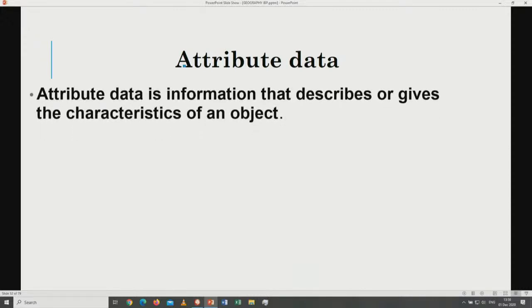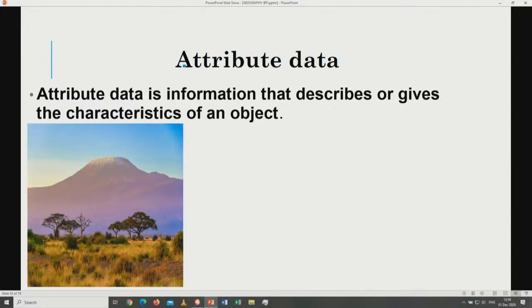But when we look at what we call attribute data, the attribute data is the information that describes or gives the characteristics of an object. I have a mountain, that is just spatial. But if I say this is Mount Kilimanjaro, the highest mountain in Africa, 5,893 meters above sea level, what did I just do? I have given a description, which means I'm giving attributes. That is attribute data, grade 12.